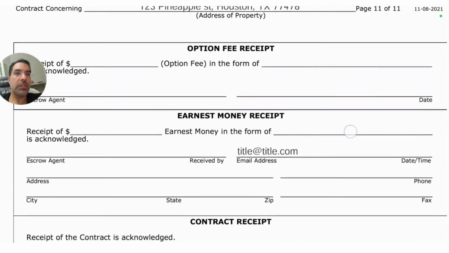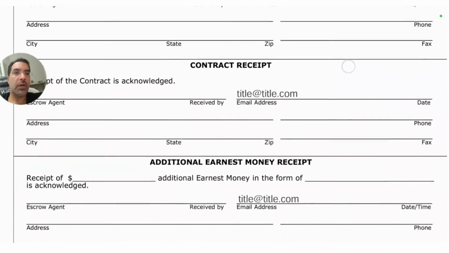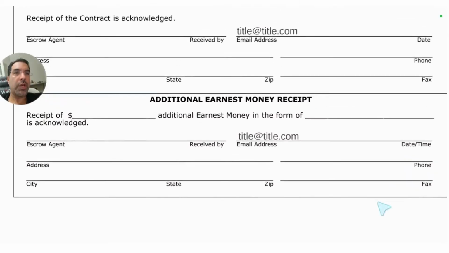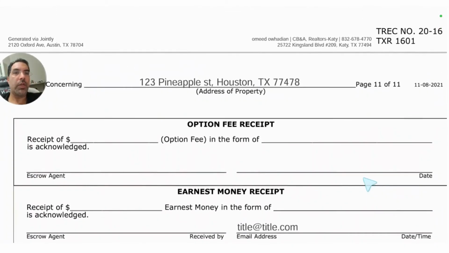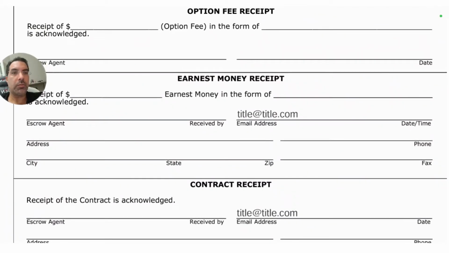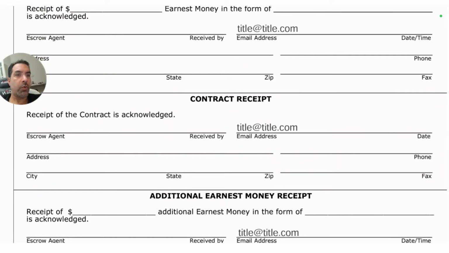Option fee and earnest money receipts. The title company will fill this out, and once you email them the contract and everything like that, they will fill this out and sign and date or stamp it for you as soon as they receive the earnest money deposits and option fee. And that should cover most of the 1-4 contract. Just make sure you always check with your brokerage if you're not with our brokerage, and get their specific instructions. All brokerages will want things filled out a certain way, and this is just general knowledge.